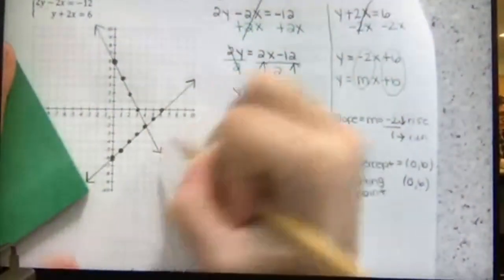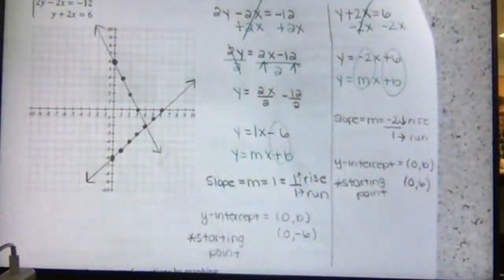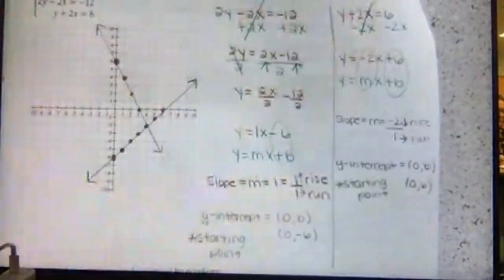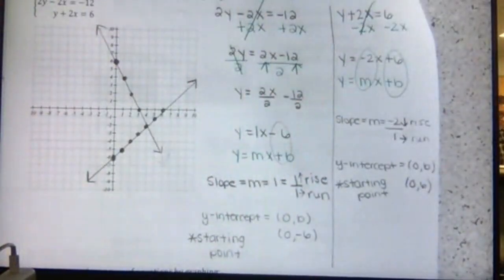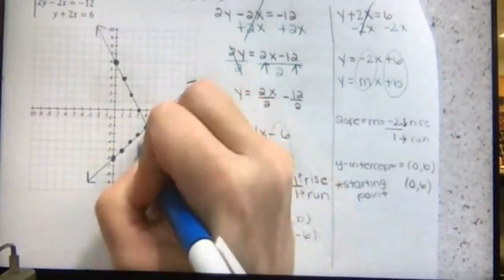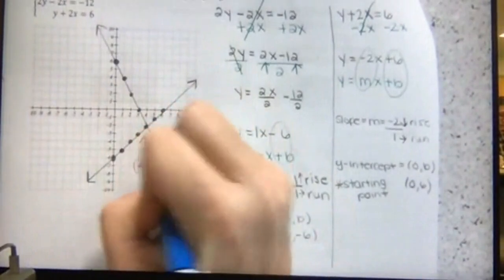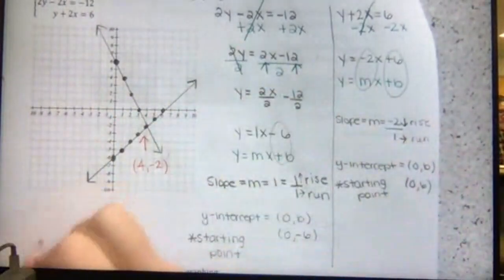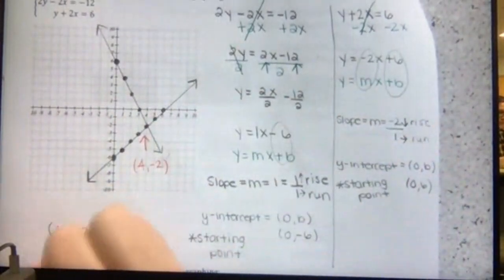There's my 2 lines. So my answer is the point where they cross. What ordered pair did they cross at? 4, -2. So that's going to be our answer. Our answer is going to be 4, -2.